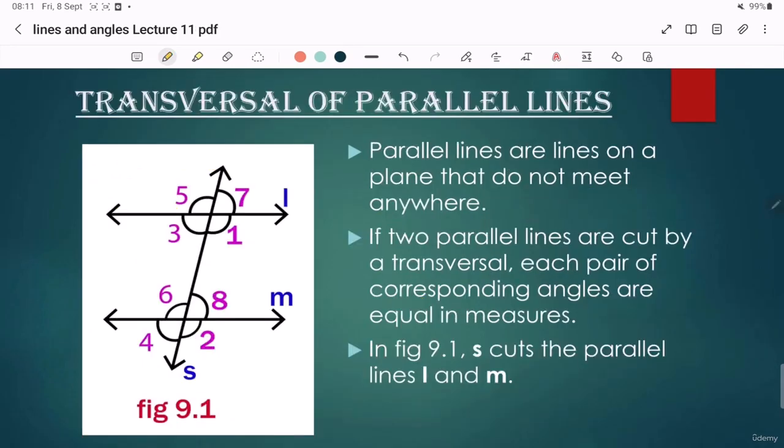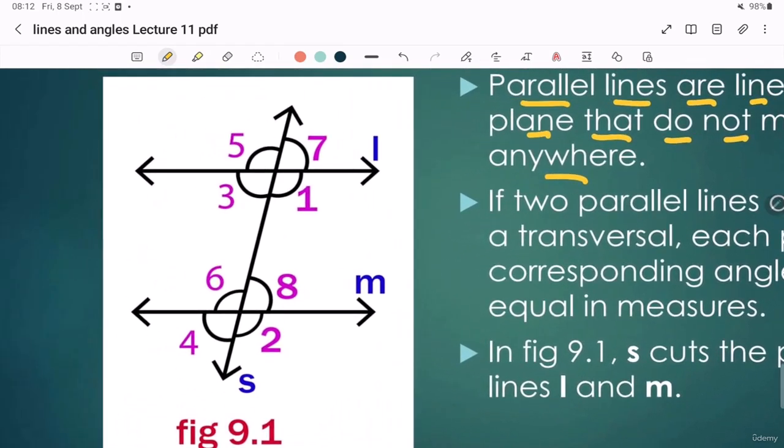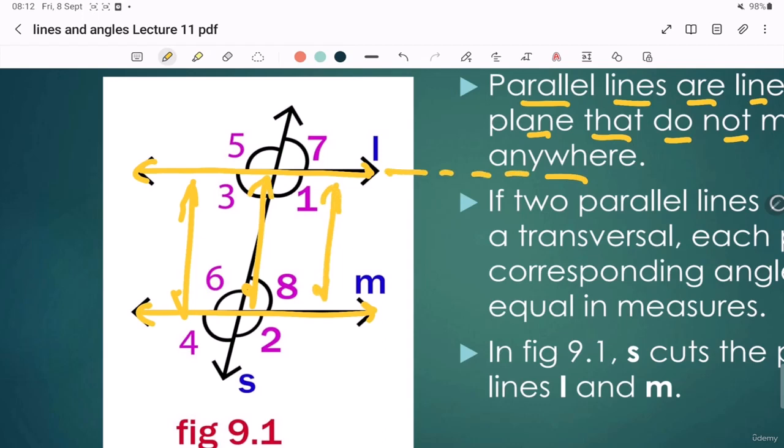Hi everyone. Today we will study transversal of parallel lines. Parallel lines are lines on a plane that do not meet anywhere. These two are parallel lines because they don't meet anywhere. Distance between them is same. Even if you extend these two lines, they won't meet.